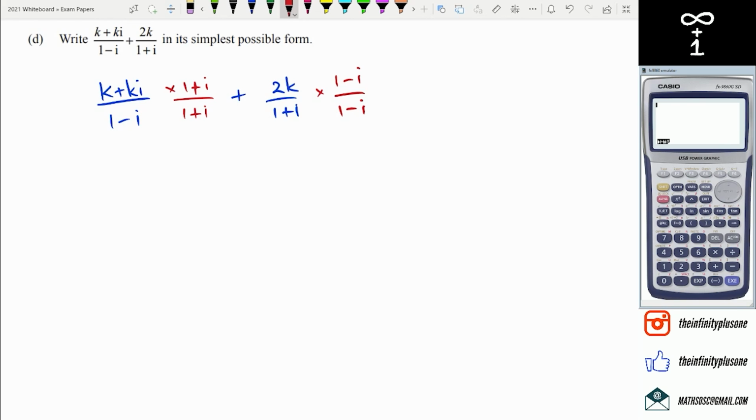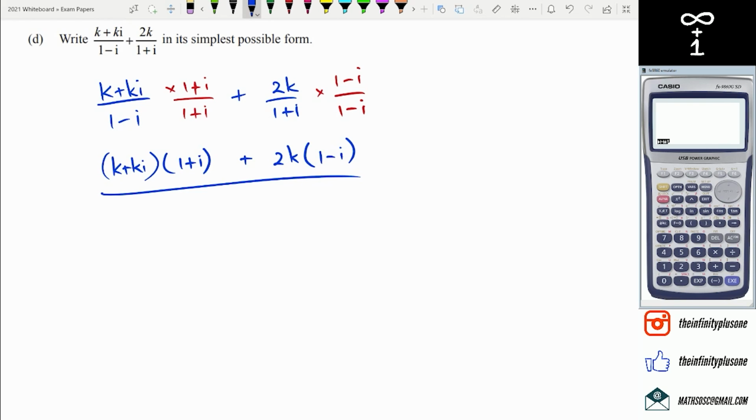So all we got to do is just cross multiply the bejesus out of it, and that's the long thing, right? That's what's going to take such a long time, but it's all right. We kind of have to do that anyway. So in my numerator, I've got k plus ki multiplied by 1 plus I plus 2k times 1 minus I, and the whole thing is now divided by 1 minus I and 1 plus I. So that's pretty much what I meant by the cross multiplication. Then we're going to have to expand all those brackets.